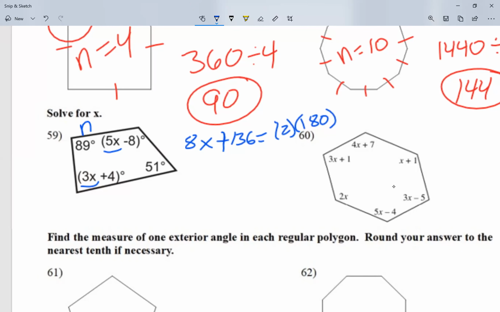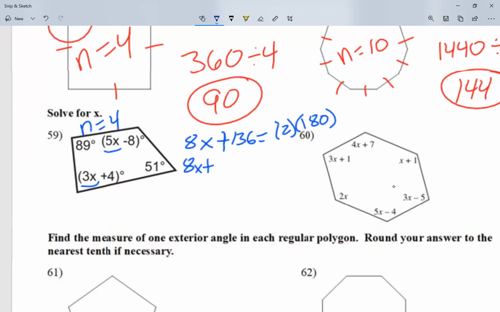Again, let me write this on the top. n is equal to 4. There were 4 sides. So for me to know how much all of them add up to, I have to go 2 times 180. The 2, because remember the formula n minus 2. All right, so I have that 8x plus 136 is equal to 360. 2 times 180 gave me 360.